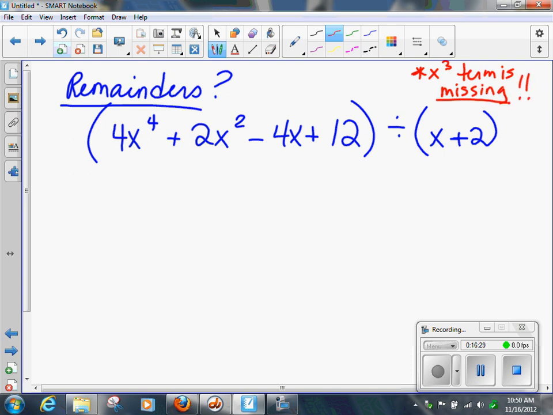Now, what do I put in my box? I got to put a -2 in my box because I have +2. So we got -2. Now be careful. What are my coefficients that I'm going to write? Everybody talk to me. 4.